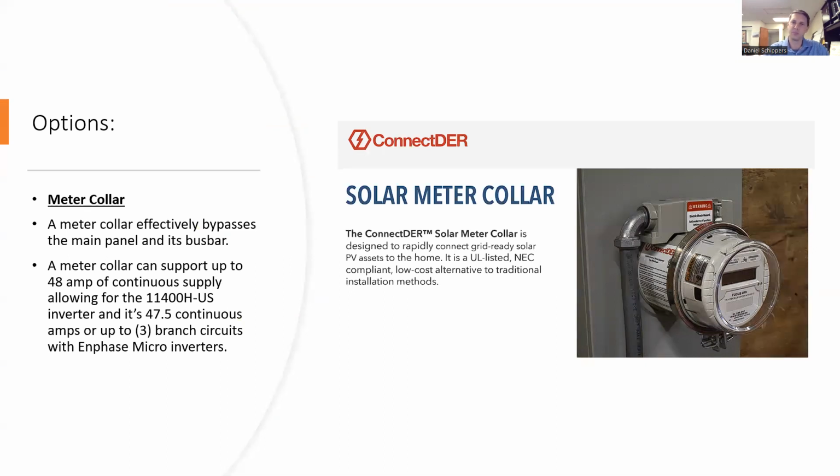Because that 11.4 model of inverter could supply 47.5, it is then applicable to go on here, and this allows us to put this 11.4 model on basically any service. So that could be 100, 125, or even the standard 200s, and it allows for a larger capacity inverter.